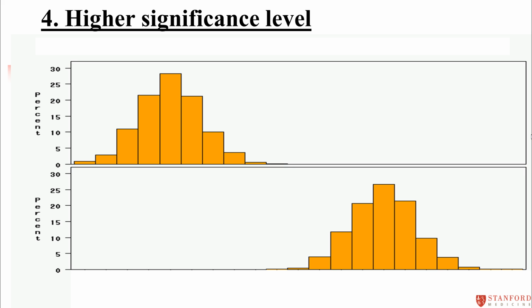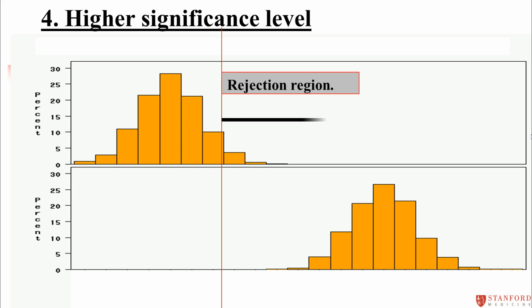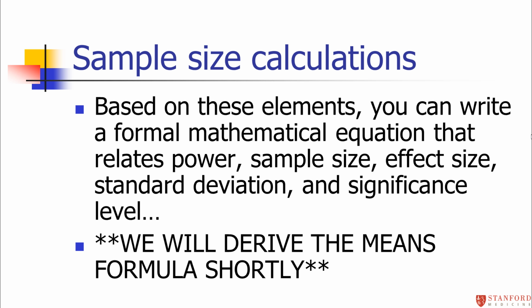If I shift my significance level, if I want my significance level to be smaller than 5%, more stringent, that's going to pull my rejection region to the right. It's going to make those two curves overlap more, and so that's going to decrease my statistical power.